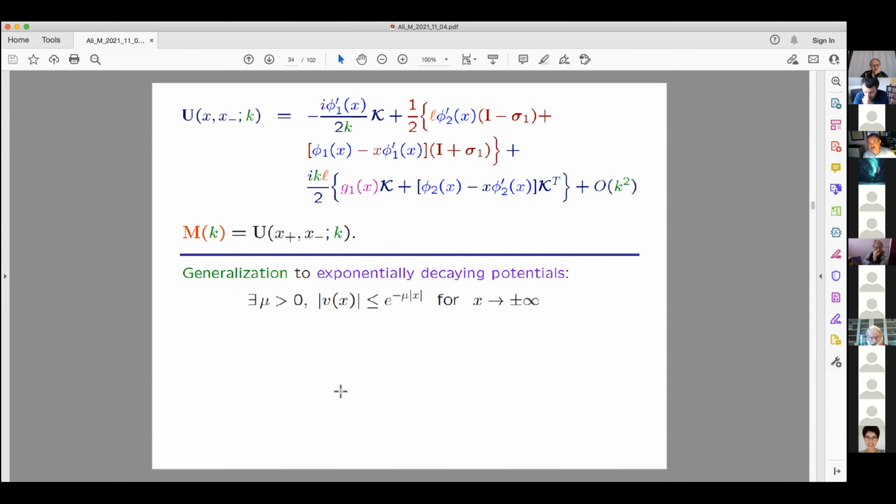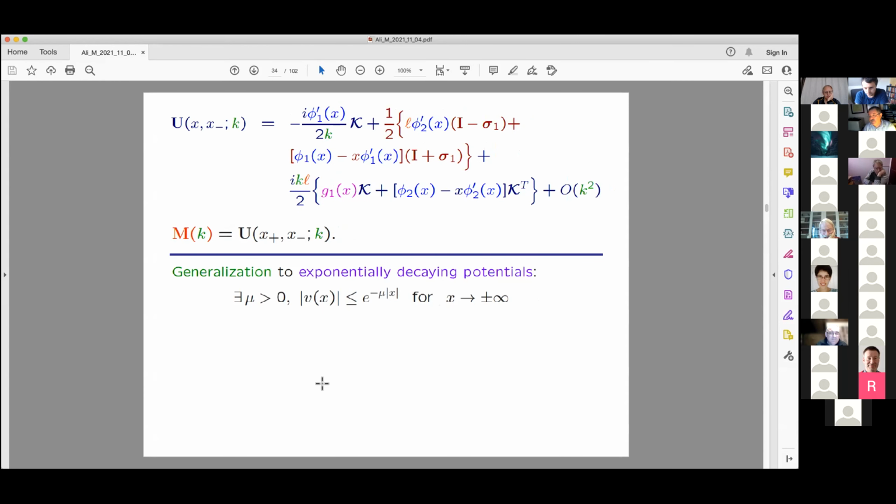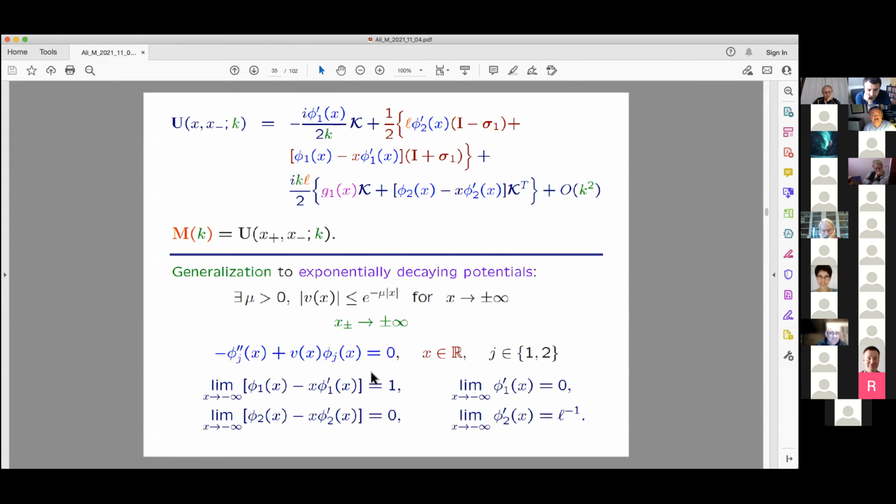We can generalize this scheme for exponentially decaying potentials, which satisfy this. So this was for finite range. And the exponentially decaying potentials do not cause any problem. The only thing you need to do is to send x plus and minus to plus and minus infinity. And then the initial conditions for phi1 and phi2 become asymptotic boundary conditions at x equals minus infinity. You don't get anything strange. It's a straightforward generalization, and everything works perfectly.